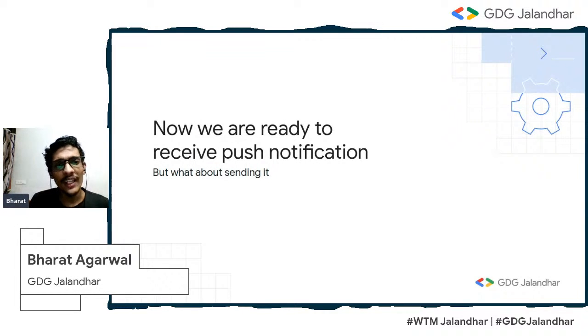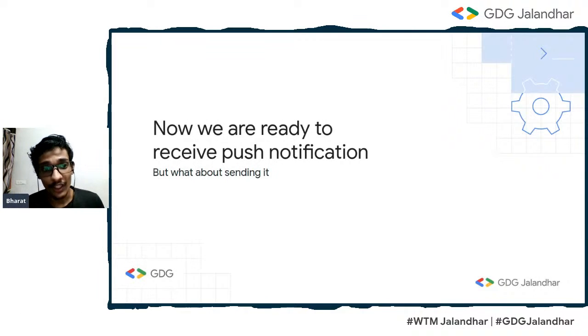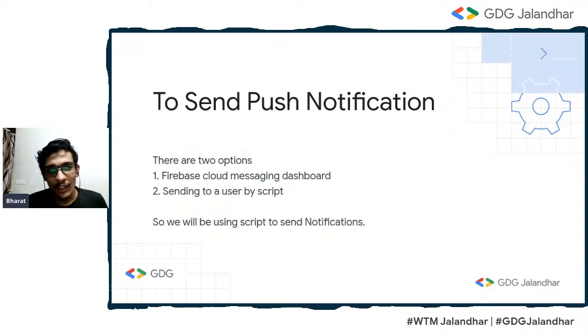But what about sending them? How will we be sending the push notifications to the user? It is a great question, right? So don't worry. There are two methods for sending a push notification. The first one is you can use the Firebase Cloud Messaging dashboard itself, where you can paste the token of the user, which we got from messaging.getToken, and add the title and body of your notification, and then send it. That's the first method. The second one is by using a script.